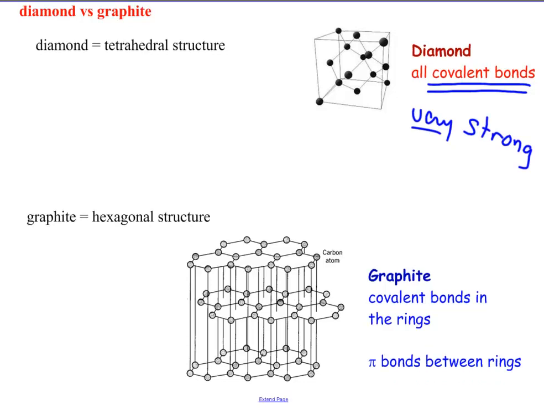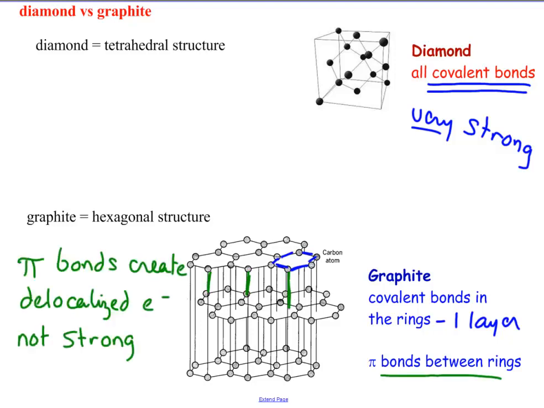Graphite is a little bit different. In graphite, the carbons form hexagonal rings. In the layers, I have covalent bonds. So these are all covalent bonds. So I get a 6-carbon ring. It turns out, though, that I have some double bonding going on. So I have pi bonds between the rings. Pi bonds, remember, are formed from delocalized electrons.